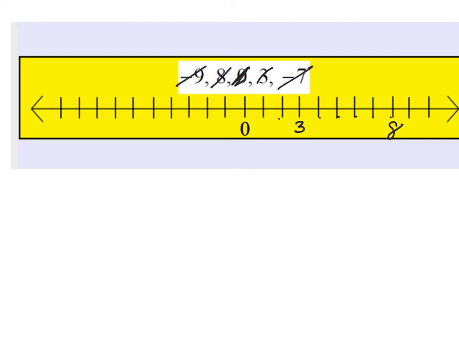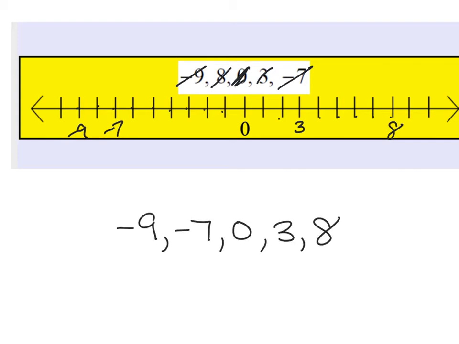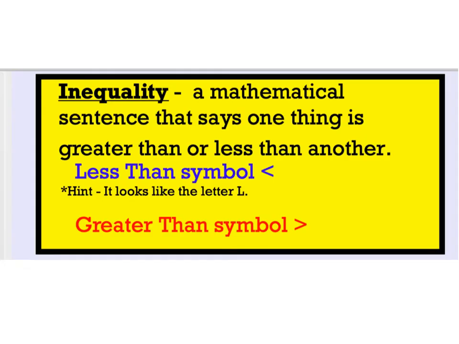-9 and -7. 1, 2, 3, 4, 5, 6, 7, 8, 9, -9. So in order: -9, -7, 0, 3, and 8. Good job. Okay, here we go.